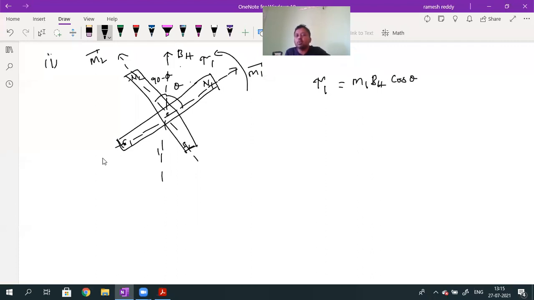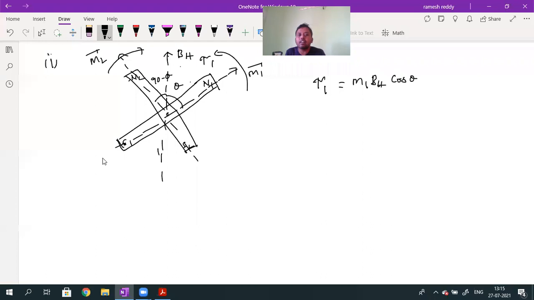The first bar magnet will experience a torque. The torque tau 1 is given by m1 into BH into cos theta. Because of the torque, what happens to the first bar magnet? It will rotate and align in the direction of BH. Whenever a bar magnet is suspended freely, it will align in the direction of Earth's magnetic field, BH only. Similarly, the second bar magnet also will experience a torque.